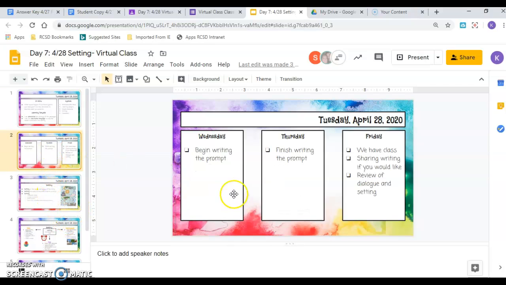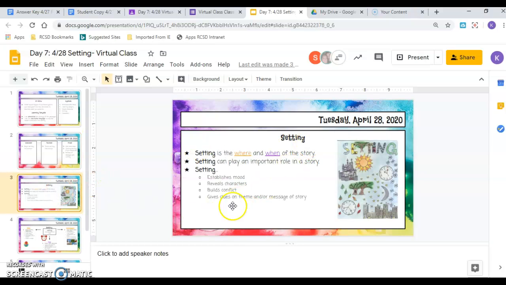This week, Wednesday, we're going to begin the writing prompt. Thursday, we're going to finish it. Friday, we will have class, and you're going to do sharing of your writing, and then a review of what dialogue and setting are. Okay, so today, setting.